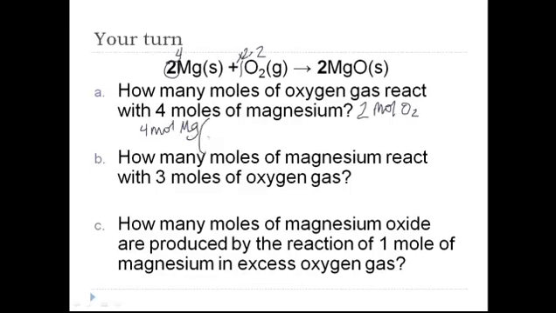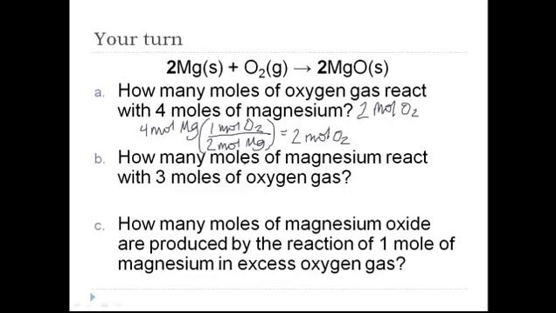Write down what they give you. Make a fraction that's 2 stories tall. The coefficient for the thing you don't want goes in the bottom. So 2 moles of magnesium. The thing you do want, oxygen, goes on the top. 4 times 1 is 4, divided by 2 is 2 moles of oxygen.